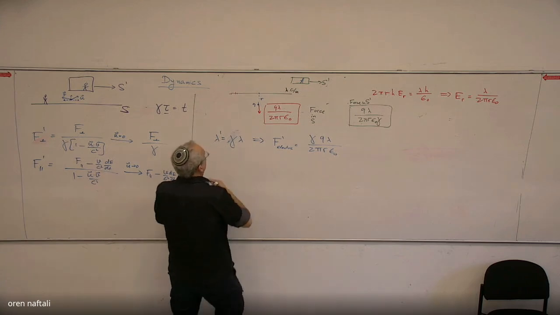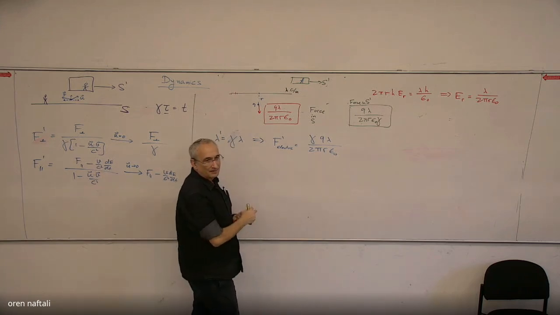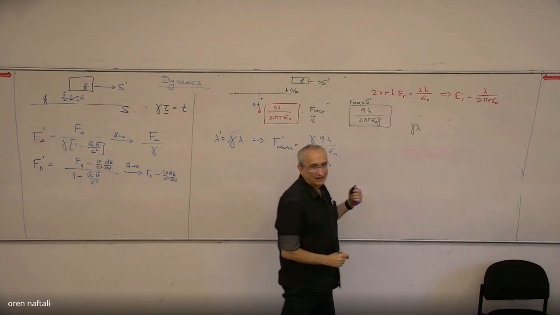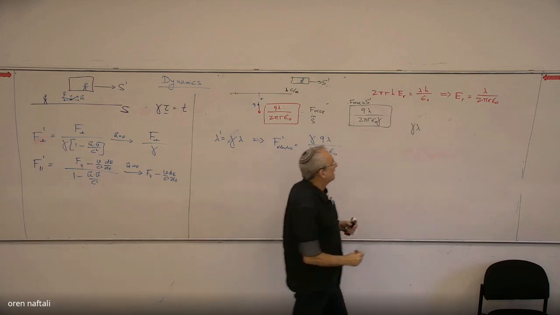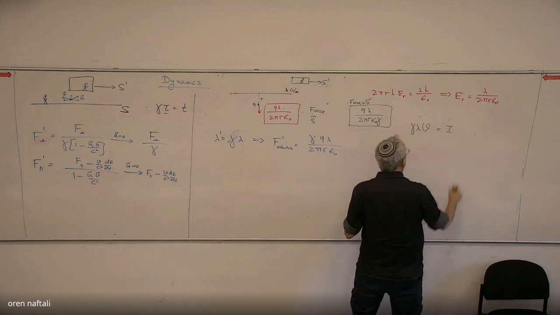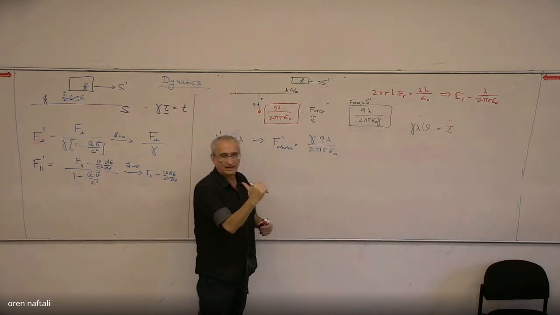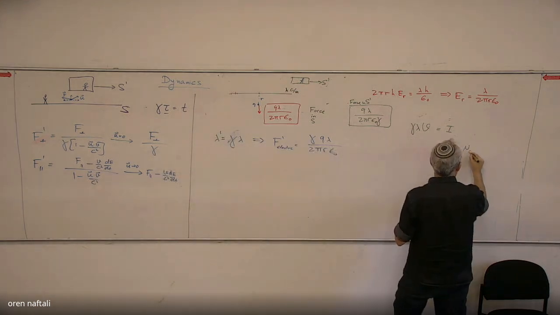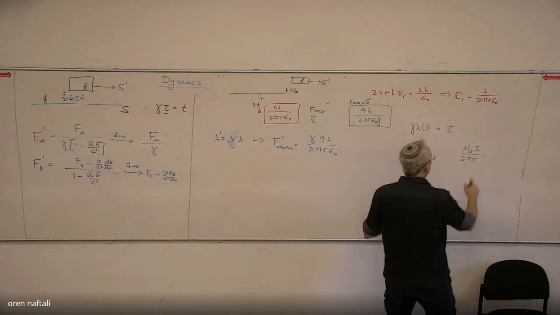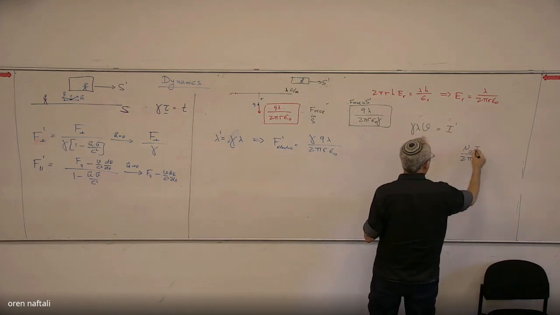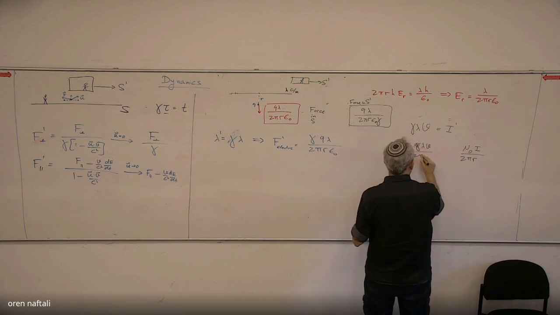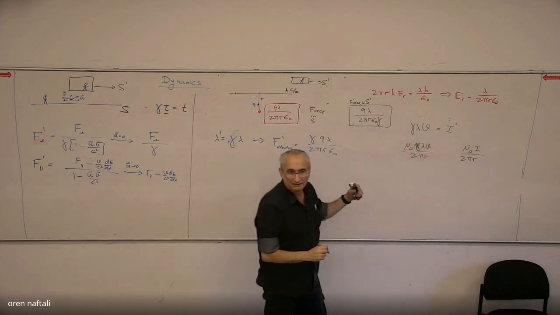However, now we have a current. What will be the current? The current is lambda times gamma, which is a charge density in S prime, times V. This will be the current. And what is the magnetic field generated by a current in that direction? If you remember, the magnetic field is mu naught I divided by 2 pi r, Ampere's law. So we have mu naught times gamma lambda V divided by 2 pi r. This is the magnetic field.